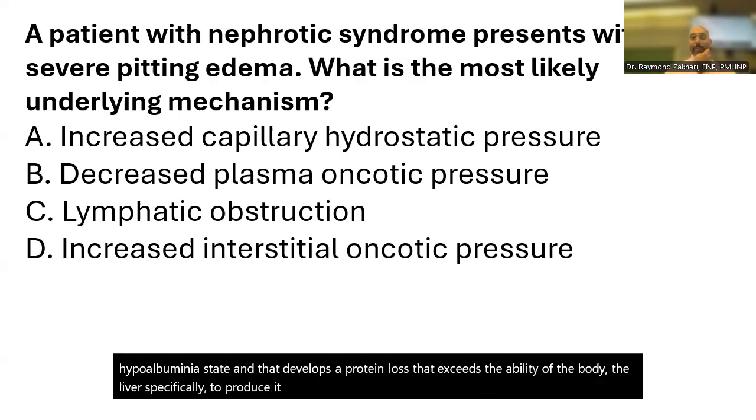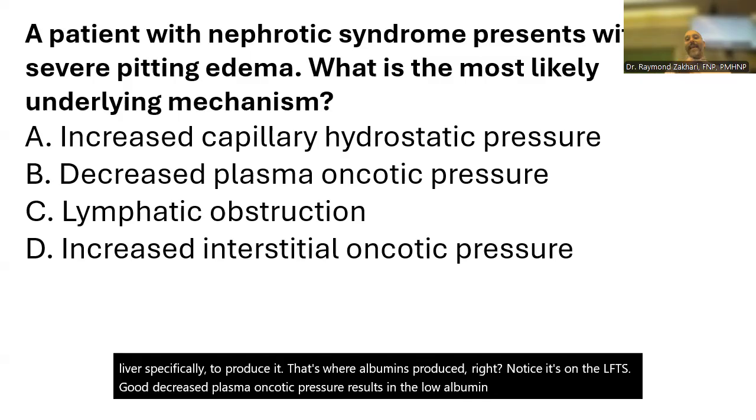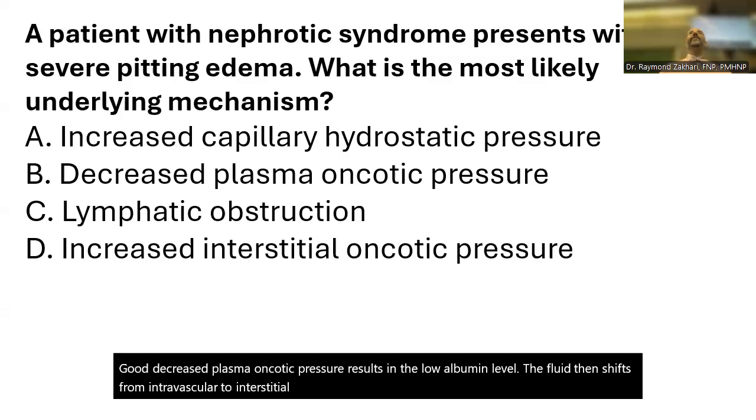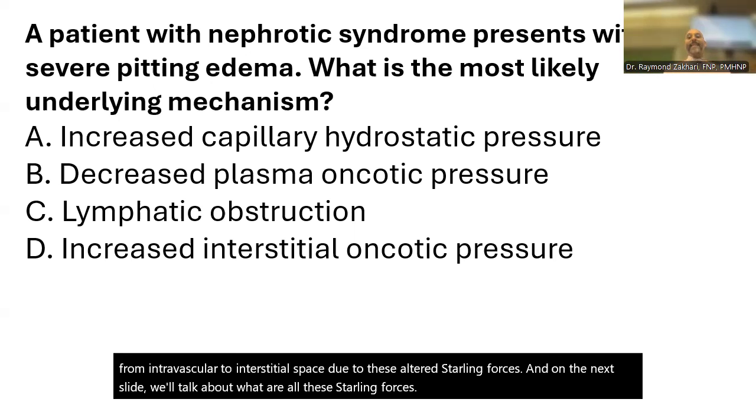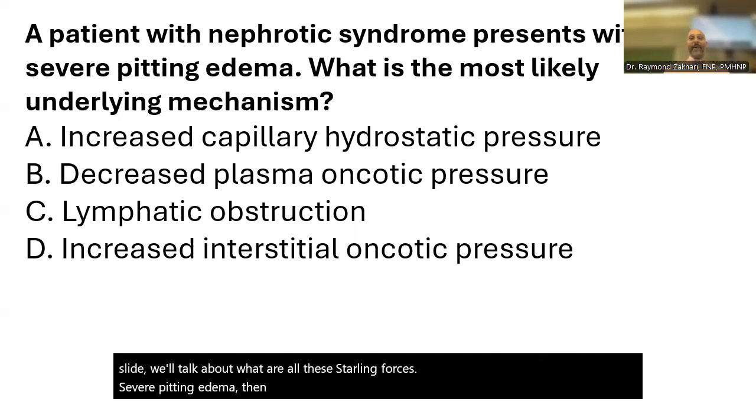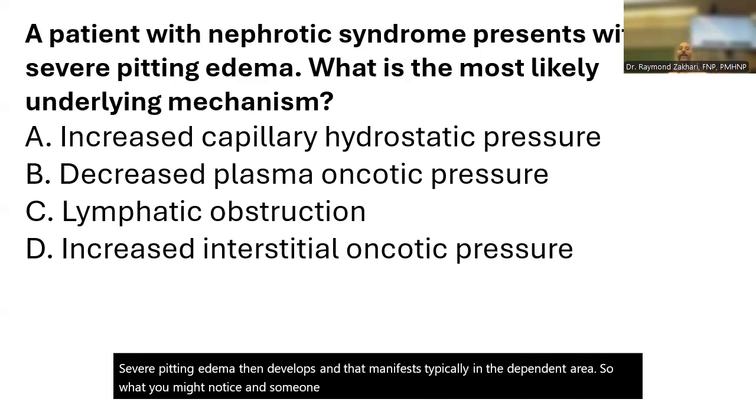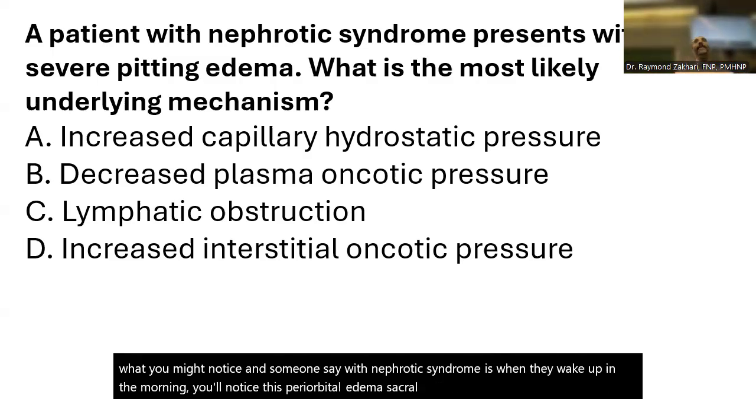That's where albumin's produced, right? Notice it's on the LFTs. Good. Decreased plasma oncotic pressure results in the low albumin level. The fluid then shifts from the intravascular to the interstitial space due to these altered Starling forces. And on the next slide, we'll talk about what all these Starling forces are. Severe pitting edema then develops, and that manifests typically in the dependent areas. So what you might notice in someone with nephrotic syndrome is when they wake up in the morning, you'll notice periorbital edema, sacral swelling, all of the dependent regions, they tend to puff up.